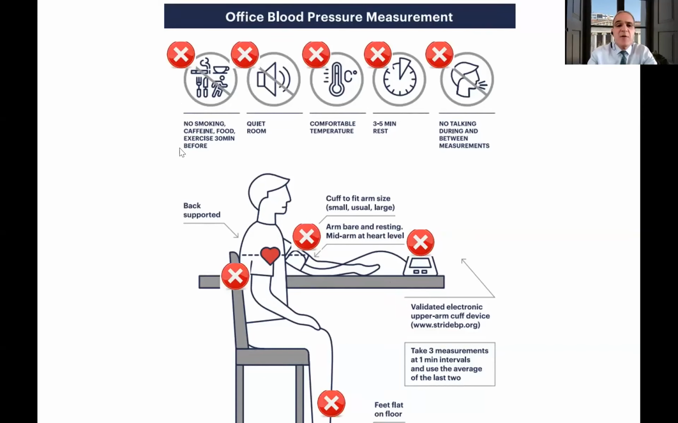The patient has smoked or had coffee, it's not a quiet room, it's cold, he didn't rest enough, he was talking during measurements, he didn't have his back supported on the seat, his arm is in the wrong position, his legs are crossed, and of course the devices. There are more than 10 sources of error in a single measurement.